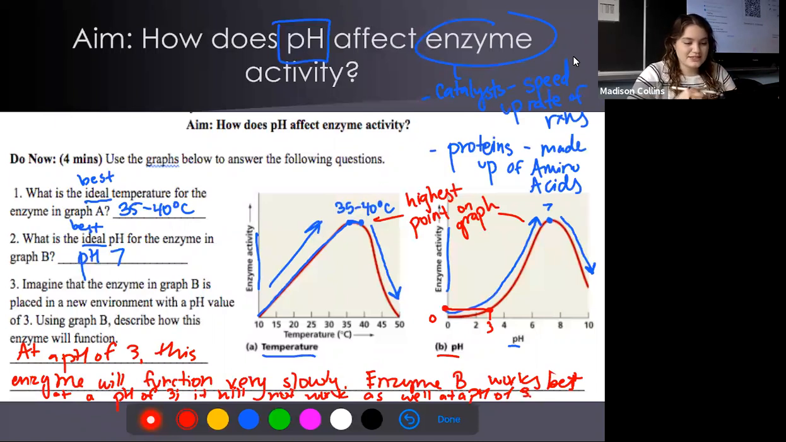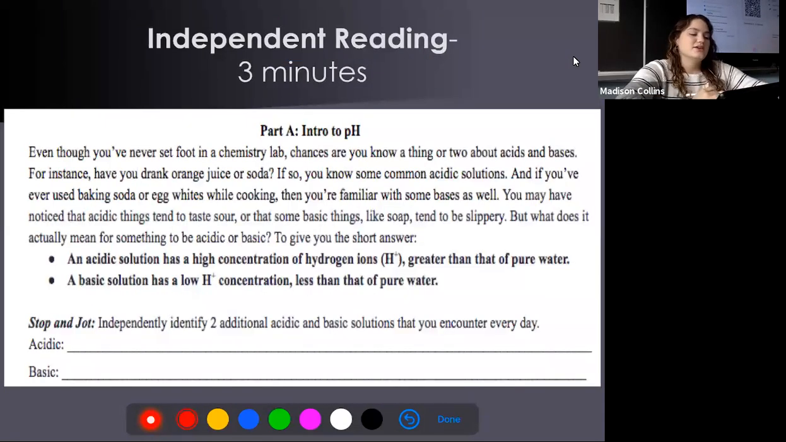All right, so let's move on. Today, we're going to start off with an independent reading. So I will read this passage with you, and as I do that, I want you to stop and jot and answer the questions at the bottom. The passage is an intro to pH.